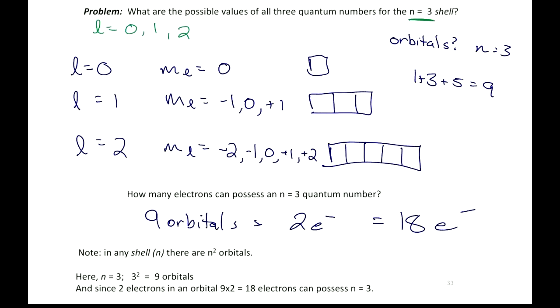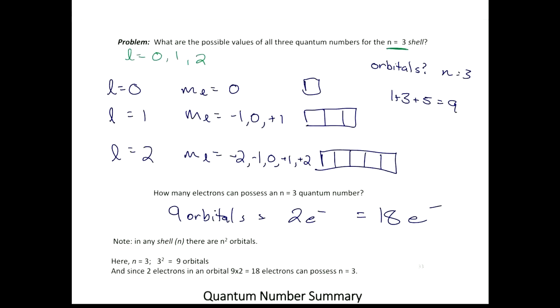So let's not go through it, but if we did this question for n equals 5, how many orbitals are there in n equals 5? 25, yeah. So maybe at home you can try it. You go through the same process, do all the different L's, get all the different M sub L's, count how many boxes there are, and you should get 25 boxes. And then how many electrons would there be in n equals 5? 50, yeah, because 2 electrons per box. So try it at home.